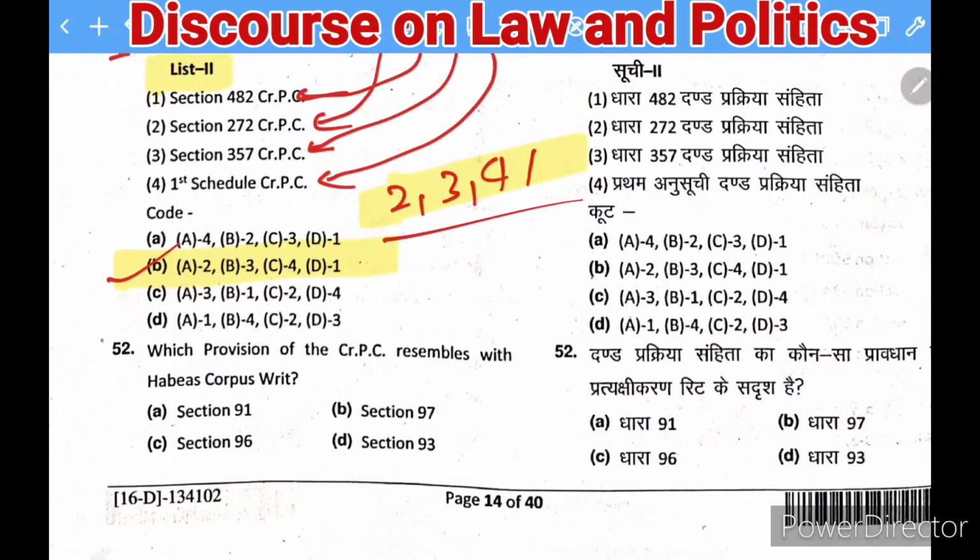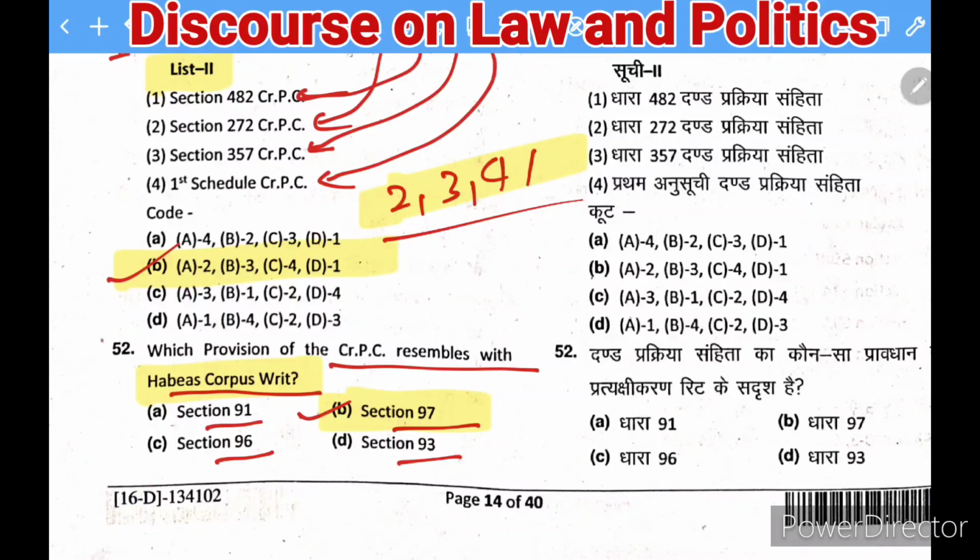Now let's see the next question. Which provision of CrPC resembles the habeas corpus writ? The options given here are section 91, section 97, section 96 and section 93. Which provision of CrPC is like habeas corpus? The answer to this question is section 97. Section 97 is like the habeas corpus.